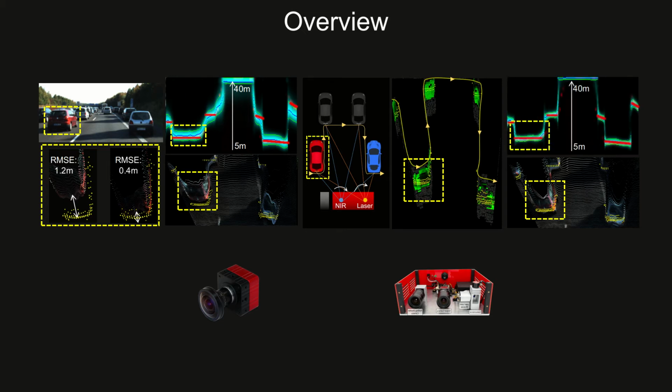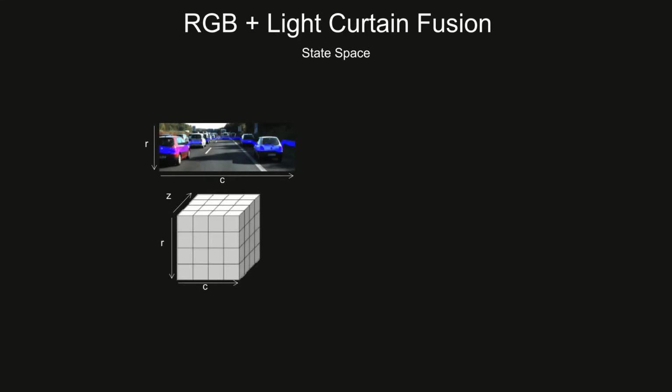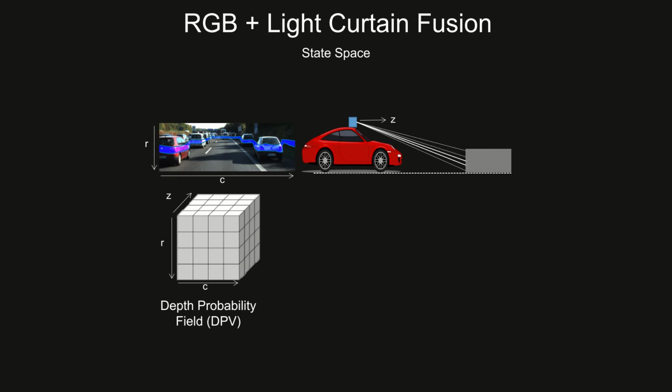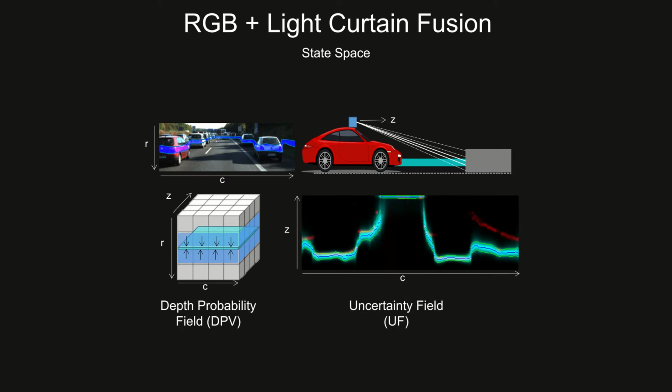So let's look at how all of this works. We start off with our state space. Given an RGB image, each pixel can correspond to containing a depth distribution with some quantization. We call this a depth probability volume. We then take a slice that corresponds to a plane just above the road. We can then collapse this into a single plane, which we call the uncertainty field. Note that the region in green is our current state, and the region in red is the ground truth from a LiDAR.